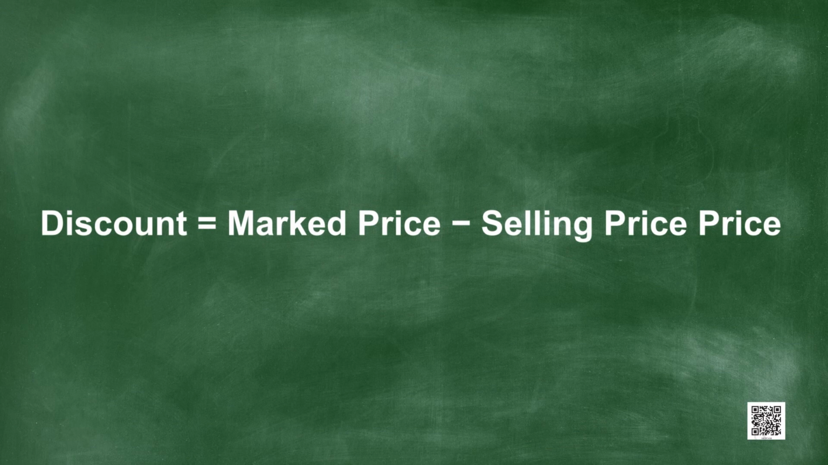Firstly, the items are marked with a certain price. We call that the market price or list price. On this market price, a certain amount of discount is offered. Most of the times, the discount is given in terms of percentage. After calculating the discount amount, it will be subtracted from the market price, and the obtained price we call the selling price. So, we find the discount by subtracting the selling price from the market price. Discount is equal to market price minus selling price.